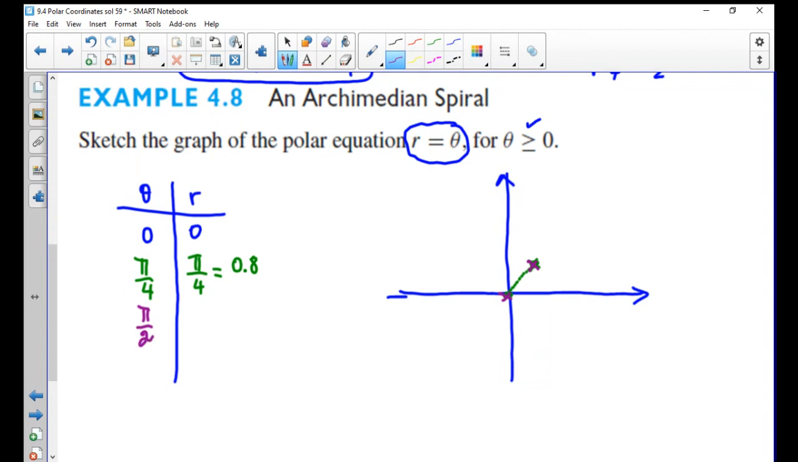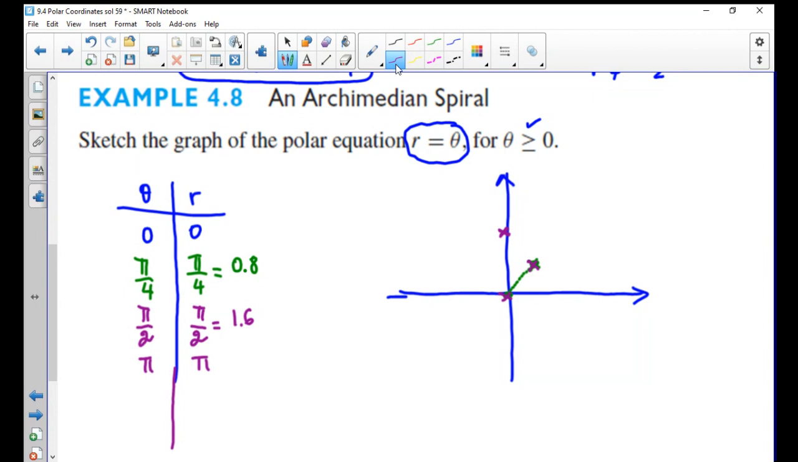How about taking theta equal pi over 2? What will I get? Pi over 2 also, which is 3.14 divided by 2, it's 1.6 maybe. Around 1.6. So I'm getting a point here at 1.6. And then I move on to maybe pi. If I take pi, r will also be pi.